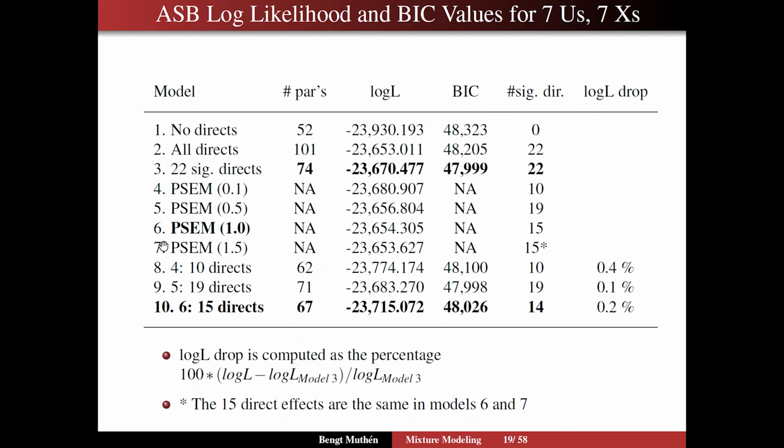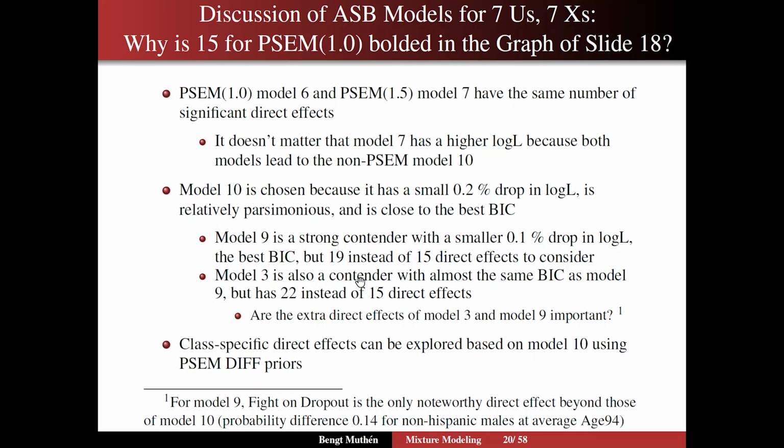Let's see, model 3 with 22 significant direct effects. That has a BIC that's very close to the one with 19 direct effects. So almost the same BIC as model 9, but 22 instead of the 15 direct effects. So you ask yourself, how parsimonious can you go here? How few direct effects can you get away with?